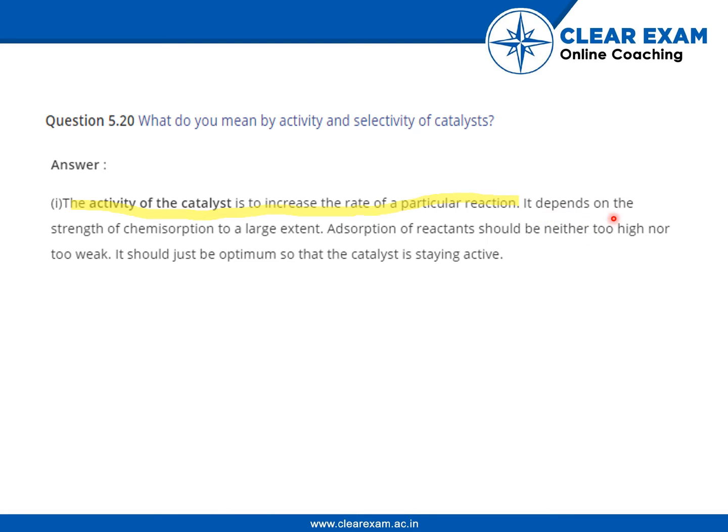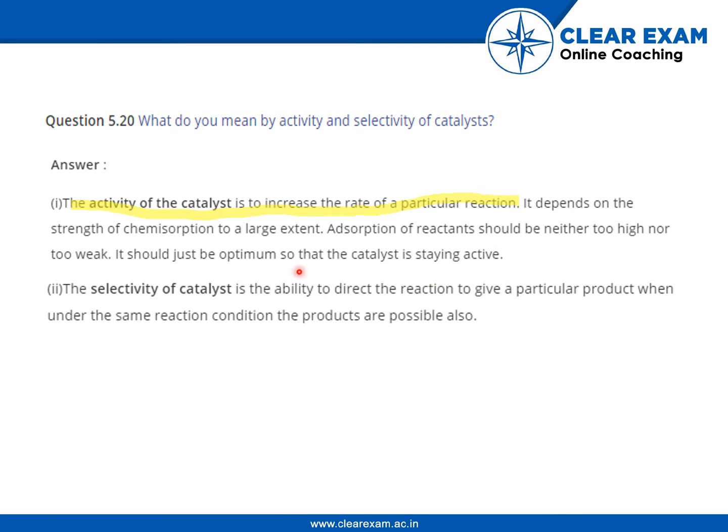Moving on, it depends on the strength of chemisorption to a large extent. So if the strength of chemisorption is high, it will highly increase the rate of a particular reaction. If the strength of chemisorption is very low, it will not increase the rate of a particular reaction by a large extent. Adsorption of the reactant should be neither too high nor too weak. It should just be optimum so that the catalyst stays active.